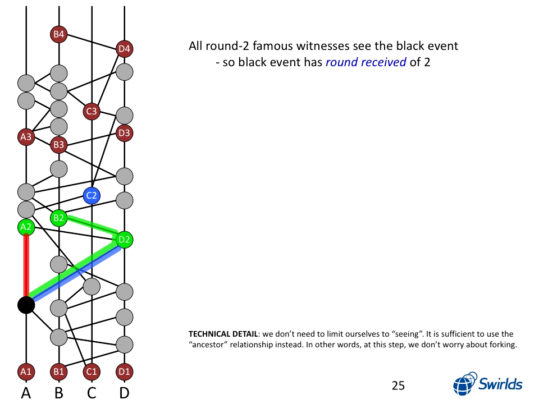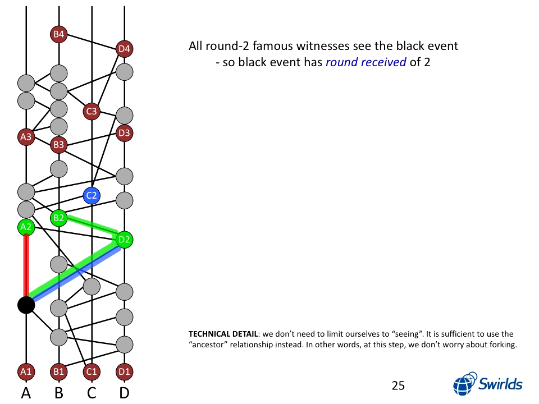So then you look at round 2, and the red, green, and blue lines show that A2 can see the black event, B2 can see the black event, and D2 can see the black event. Now C2 can't see it. There's no line from C2 to the black event. But it doesn't matter, because C2 is not famous. We're simply looking for the first round where all of the famous witnesses, all the green events, are able to see it. Here, because all of the round 2 green events, the famous witnesses, can see it, we say it's received in round 2.